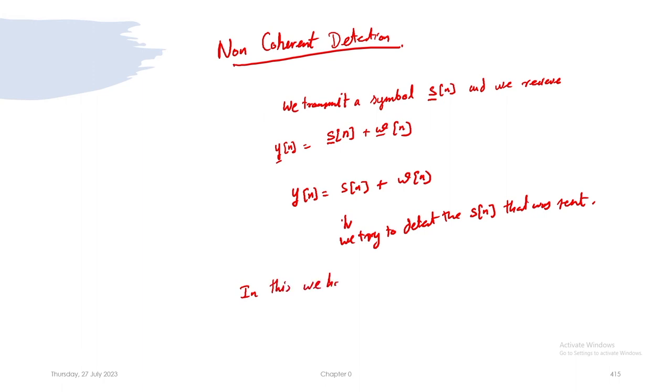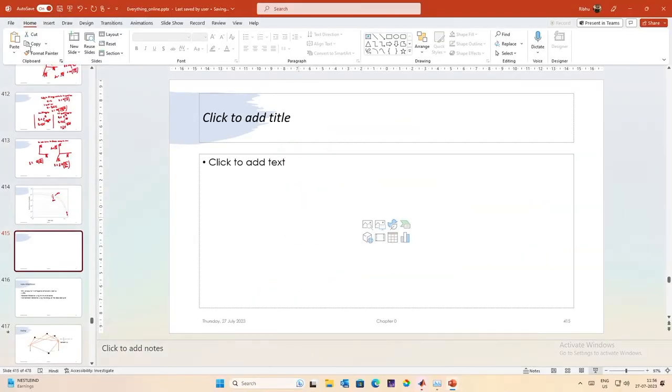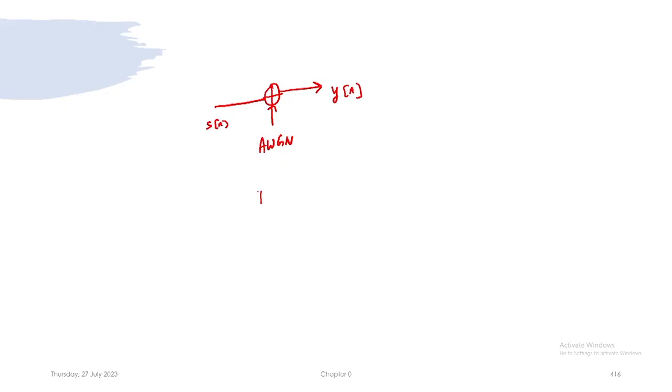So now in this we have assumed that SN is not scaled or altered in any way. But practically, let me add a few slides here. So the channel model is like SN, this is the channel, but now we have a slightly different beast at our hands. What is the channel?